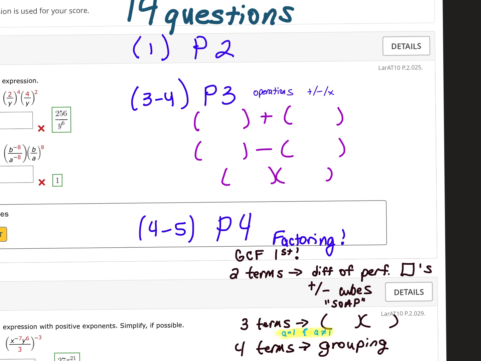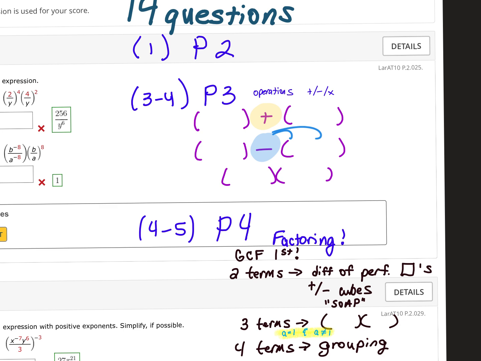Guys, look, if there is a plus sign in between 2 parentheses, what do you do to all the like terms? You add them, you combine them, that's it. If there is a minus sign in the middle, what do I do? We distribute the negative and then do what? Combine like terms.